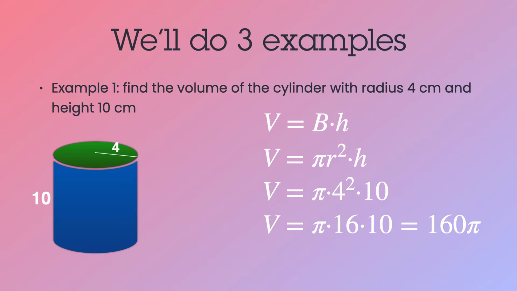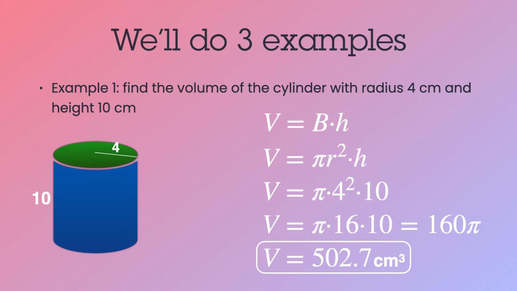So our exact answer would be 160 times pi. But if you go to your calculator and multiply that out, you should get 502.6548, which we, of course, will round to the nearest tenth for 502.7. Now, this is volume, which is cubic units. We basically have squared units from the area of the base, and then we bring in that third unit to make it cubic when we bring in the height. There's our final answer, 502.7 centimeters cubed.